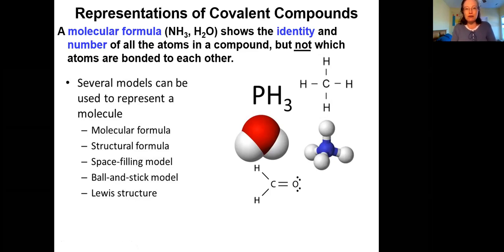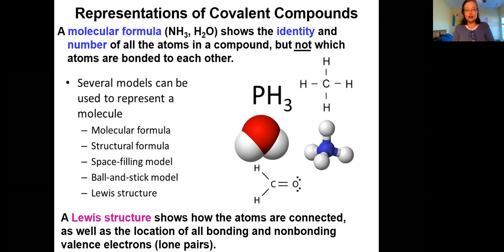This last one, this is a brand new term for you, a Lewis structure. That's what we're going to be learning how to do next. The only difference between a structural formula and a Lewis structure is that we include these dots. We include the lone pairs of electrons. Structural formulas, sometimes we put them in, sometimes we don't. But with a Lewis structure, we are required to draw in the lone pairs of electrons on any of the atoms that have them.